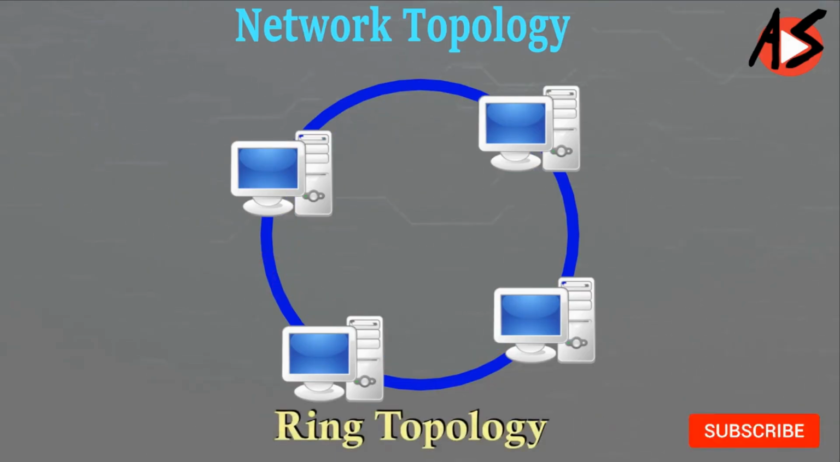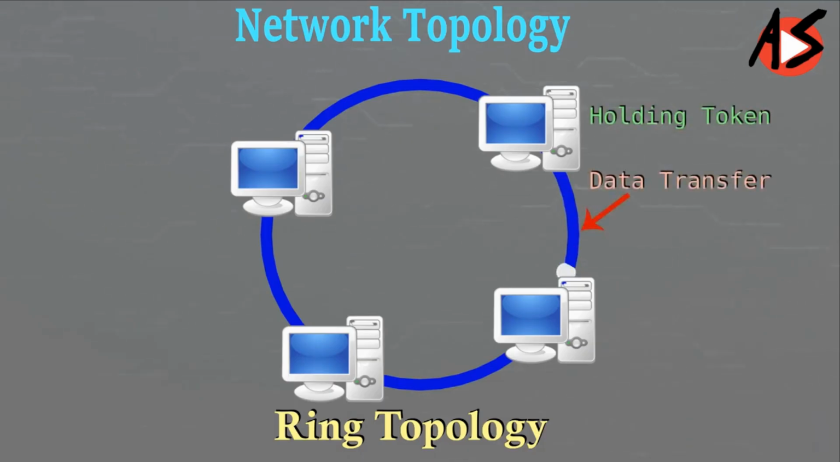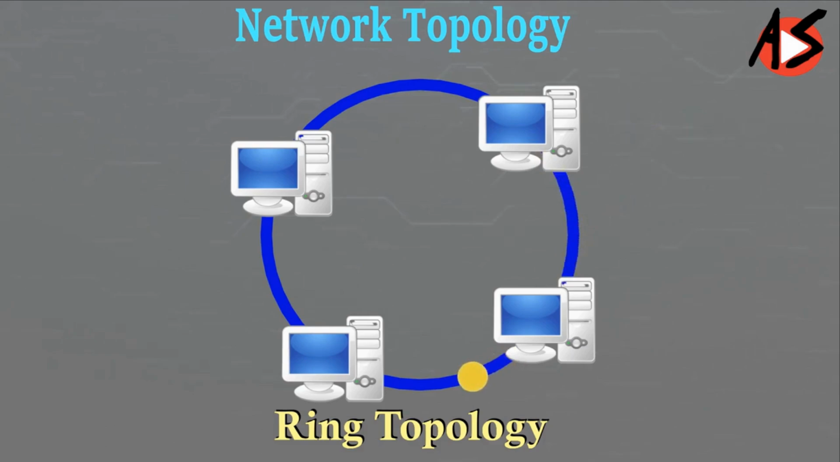To avoid collision in ring topology, one token will circulate in the ring. To transmit data, a station has to hold the token. After the transmission is done, the token is to be released for other stations to use. Then other stations can hold the token and transmit data in similar fashion.